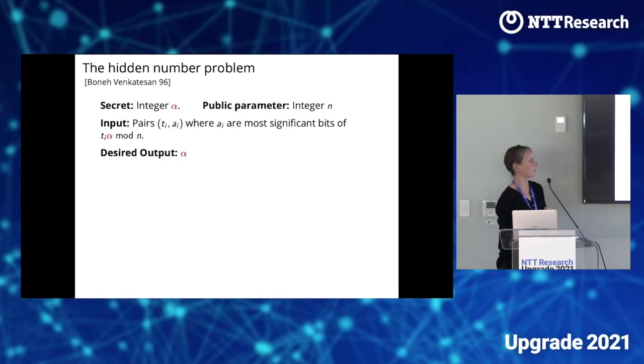So the hidden number problem is kind of a one-dimensional LWE. We've already seen that today, but we have a secret integer alpha. We have a public parameter, an integer n, that's going to be our modulus. Then we get a bunch of samples, and each sample corresponds to a pair (t_i, a_i). The t_i is a multiplier, and you take t_i times alpha mod n, reduce that as an integer, and output, say, the most significant bits, which is the a_i. The desired output is to solve for the alpha value.